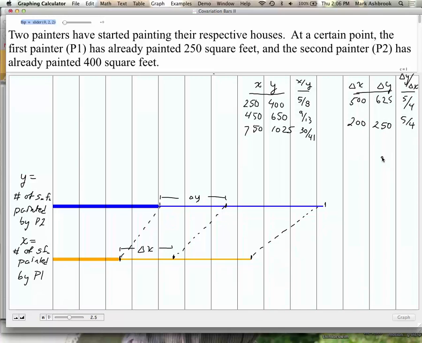Anybody else do something differently? You also did the change from the first time they stopped to the second time. Okay, so there's another change here. Tell me. From Painter 1, you said he increased 300, so the change in x was 300. And then it looks like 375 was the change in y. The delta y over delta x will also give us 5 over 4.